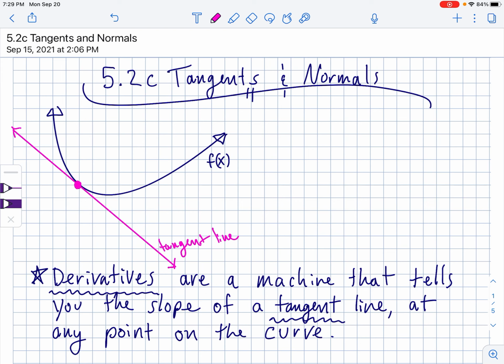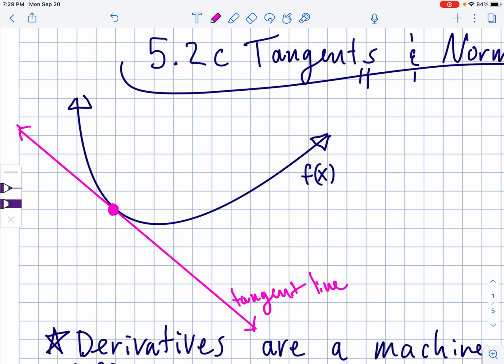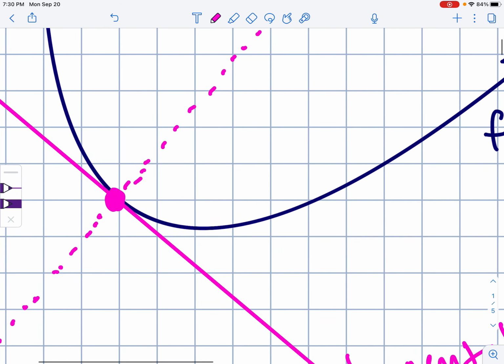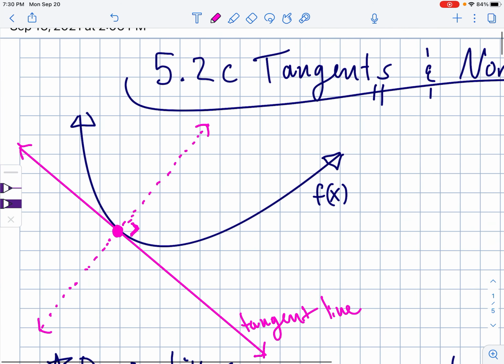Now, there's going to be another term thrown at you guys called a normal line. Normal is all about, well, it's like a tangent, but it's perpendicular. So a normal would go exactly through this point right here, but it would be 90 degrees. It would make a 90-degree angle with the tangent line. So this here is a 90-degree angle. So this is called the normal.